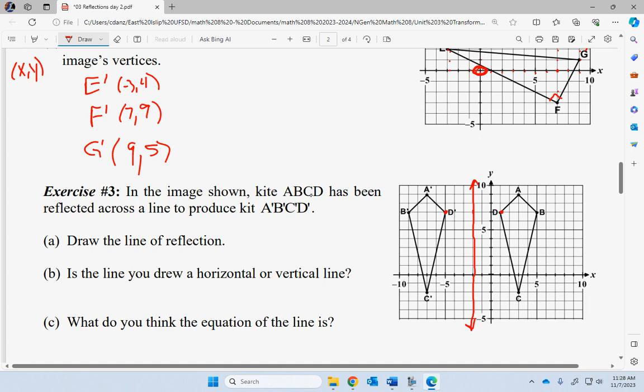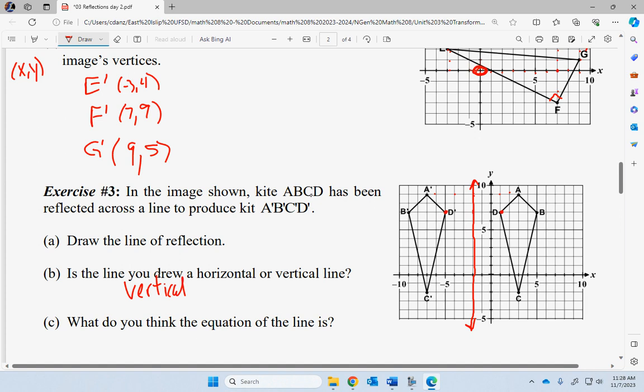Take a look at A and A prime. A is 1, 2, 3, 4, 5, and A prime is 1, 2, 3, 4, 5, right? It's the same distance. That line of reflection is always the same distance from the pre-image to the image. So we drew the line. Part B asks us, is it horizontal or vertical? That's definitely a vertical line.